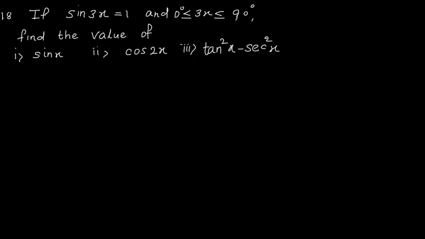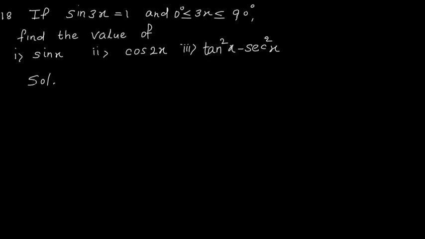Now let us solve the 18th question. If sin 3x is 1 and 3x is an acute angle, that is between 0 and 90 degrees, we have to find what is sin x, what is cos 2x, what is tan square x minus sec square x. So that means you have to find the value of x, right? I think you can solve this problem easily, right?